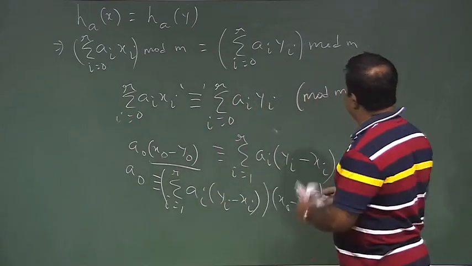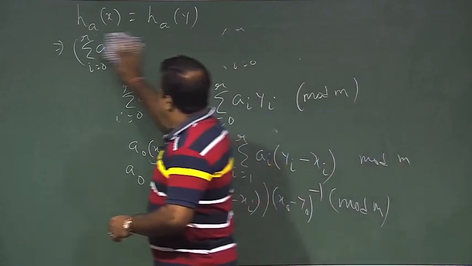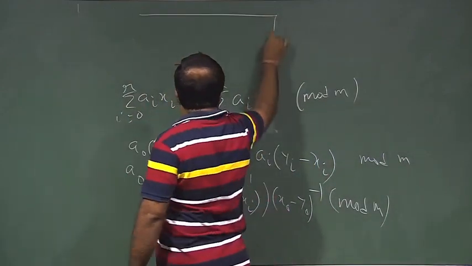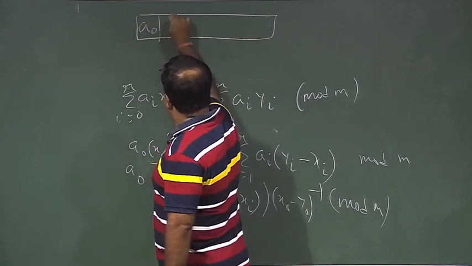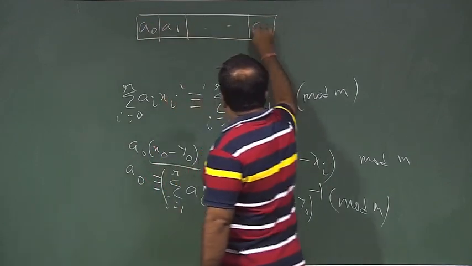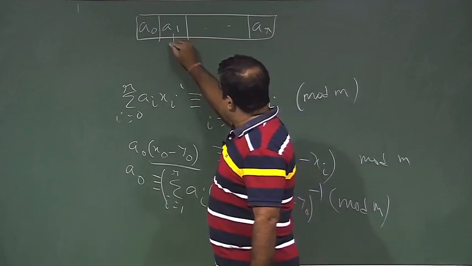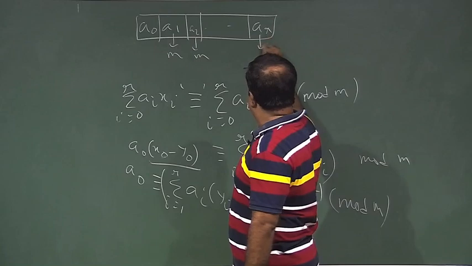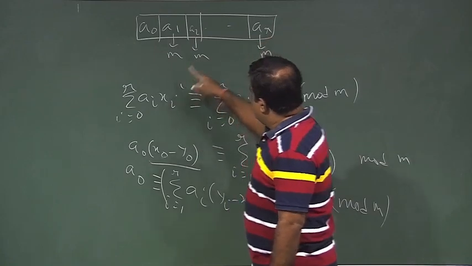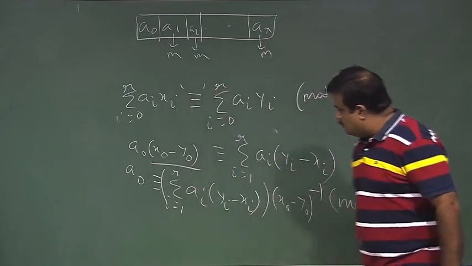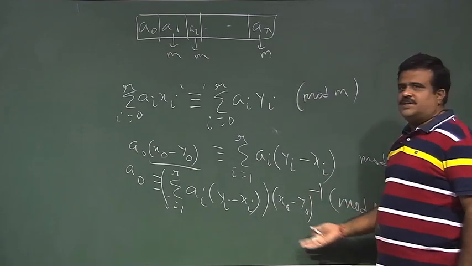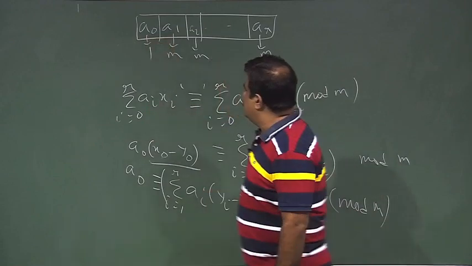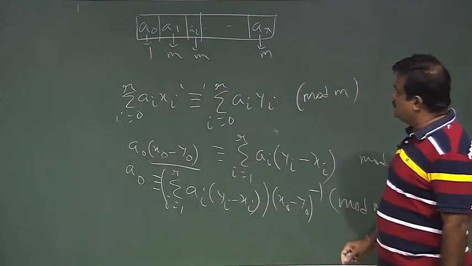So if we just write this, basically the a i's, so this is a 0, a 1, up to a r. So this can be chosen mod m, this is a 2, this can be chosen mod m, and this can be chosen mod m, all of this. But we do not have a choice for a 0, because a 0 is coming from this expression. So a 0 can be chosen only one way, because this is coming from this expression.